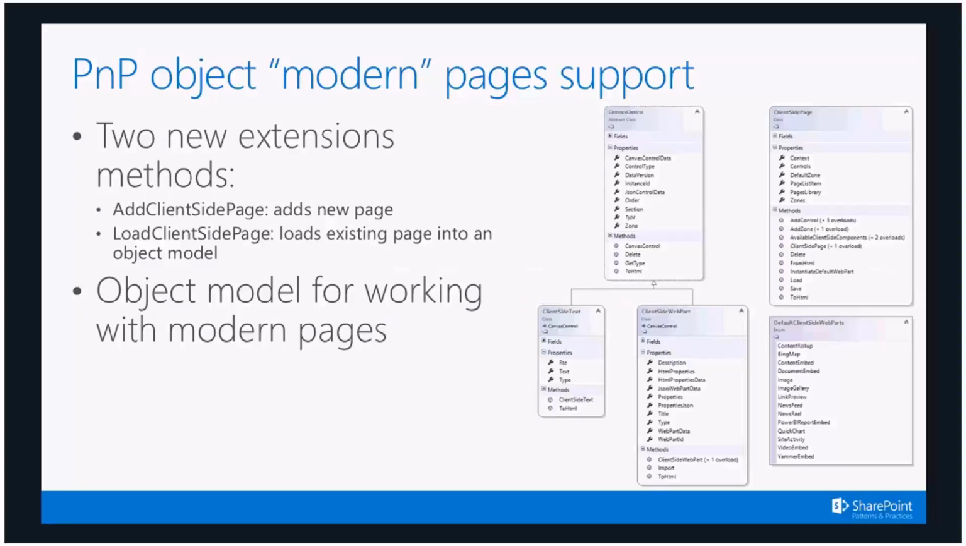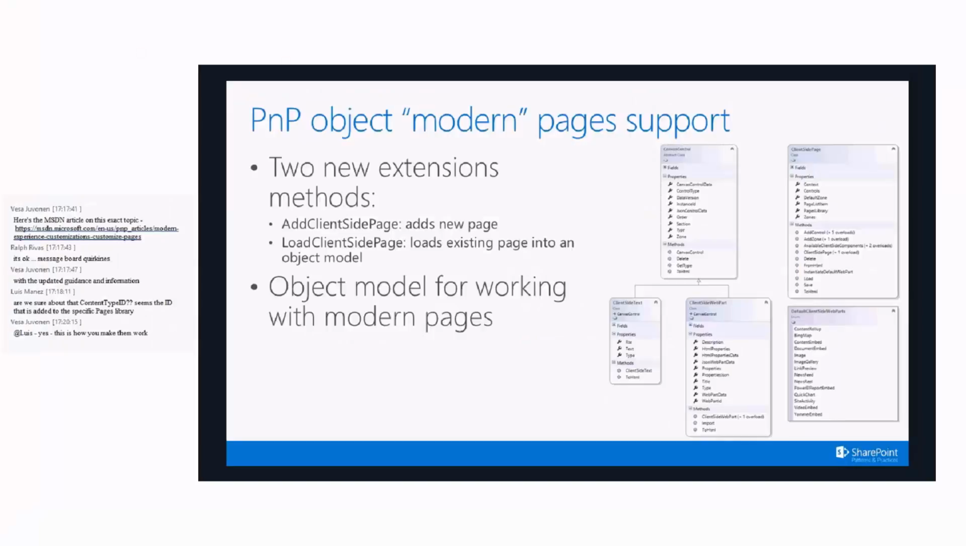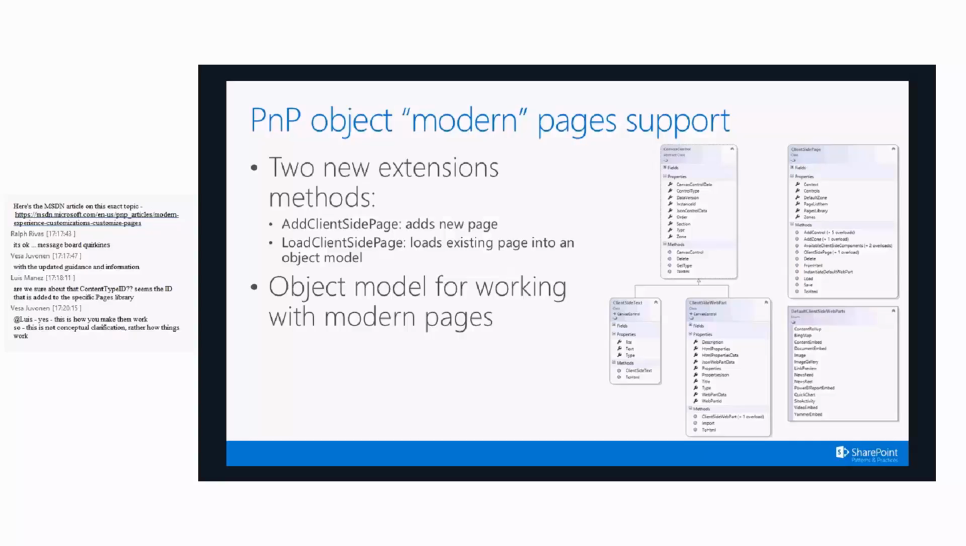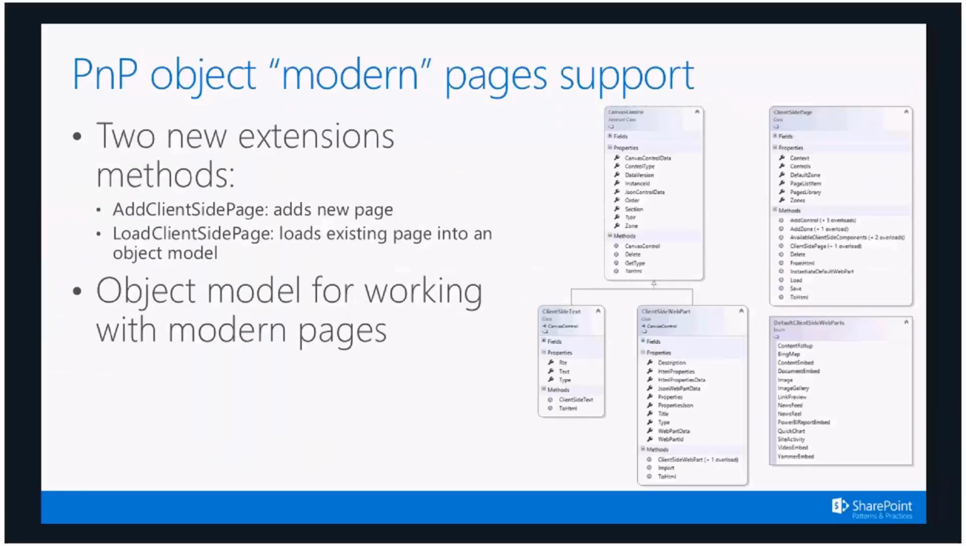First of all, there are two new extension methods on the web object. So if you have a web object type dot, you can say add client-side page. You give it a name, and it will create a new, empty client-side page. There's a second extension method, load client-side page, where you can take an existing page, which can have like 10 controls on it, and you load it inside the PnP client-side page object model. Essentially, this load client-side page will give you a client-side page class instance, the one at top right, and then you can start manipulating that page in memory. So you can start adding controls, removing controls, shifting controls around, all of that, and then persist it back to SharePoint. That's the idea behind this object model.